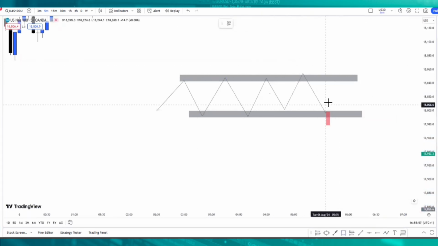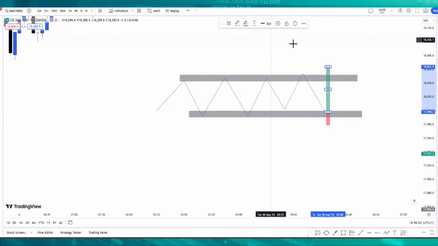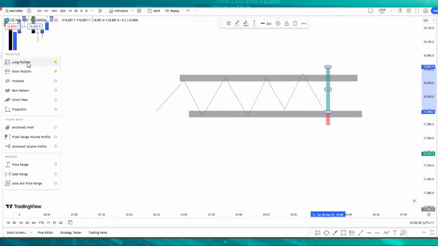Let's say this is an example of a bullish move, and the market came from the downside all the way, and broke your resistance zone just like that. As a breakout trader, you must wait for the market to break out and close.